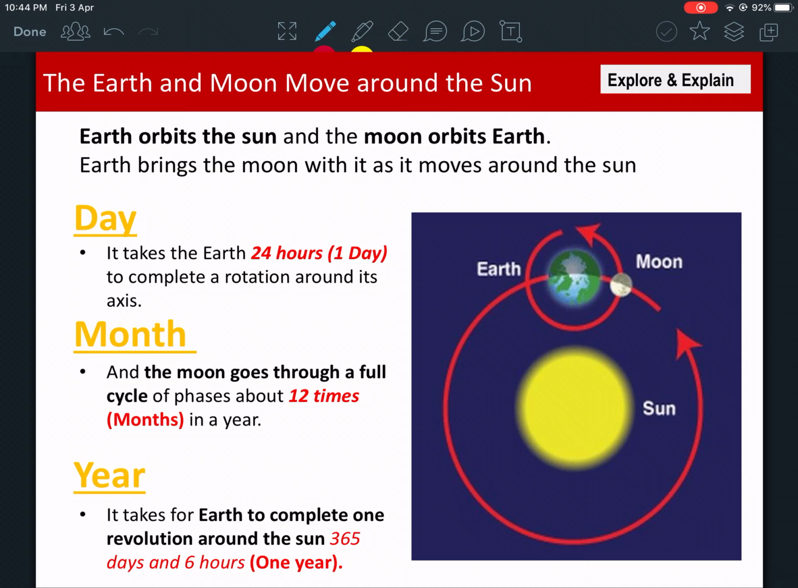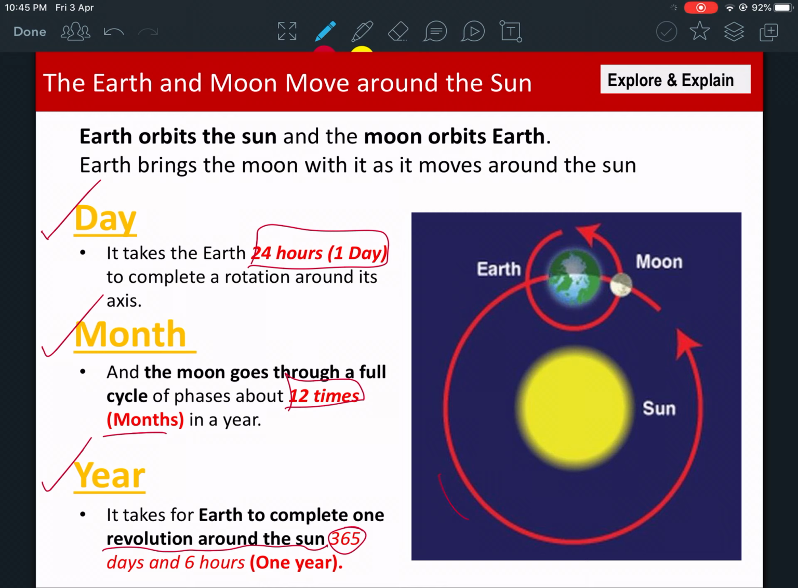So this is a revision. This is why we have a day, a month, a year. We have a day because it takes the earth 24 hours to move around itself, or to rotate. We have a month because the moon goes through a full cycle, which is 12 times per year. We have a year because it takes the earth 1 revolution around the sun, 365 days and 6 hours. So that's why we have day, month, and year. Day because of the earth's rotation around itself. Month because of the moon's revolution around the earth. And year because of the earth's revolution around the sun.